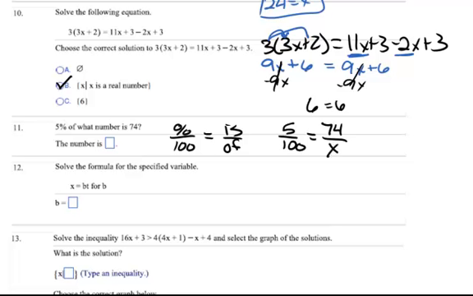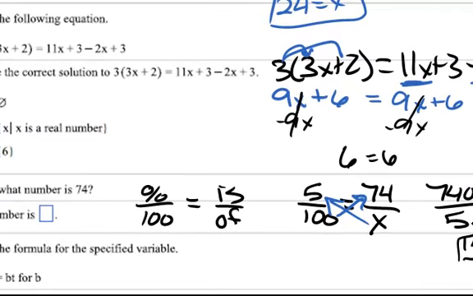Whenever we cross multiply and divide, because we have a fraction equals a fraction or a proportion, then we're going to get 100 times 74, which is 7,400, equals x times 5, which is 5x. So we cross multiply and then divide. Divide both sides by 5, and 7,400 divided by 5 is going to give us 1,480 for x.